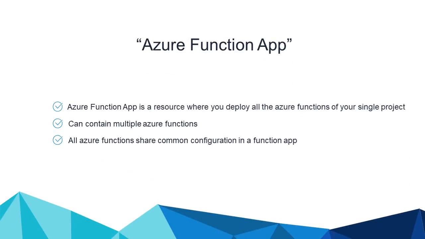What is Azure Function App? Azure Function App is a resource where you deploy all the Azure functions of your single project. You can place multiple Azure functions in a single Azure Function App. All Azure functions in an Azure Function App share a common configuration file.